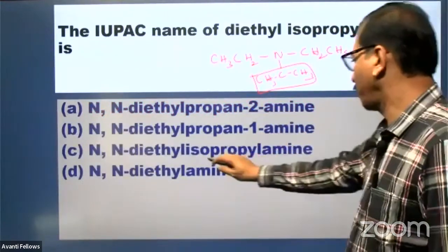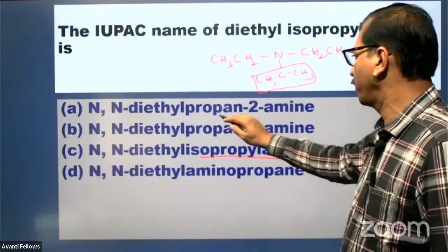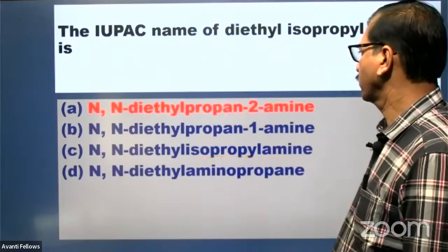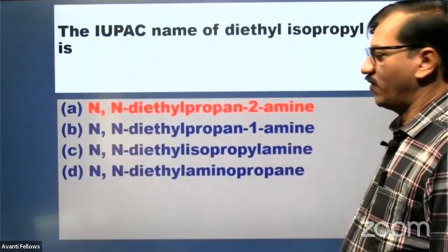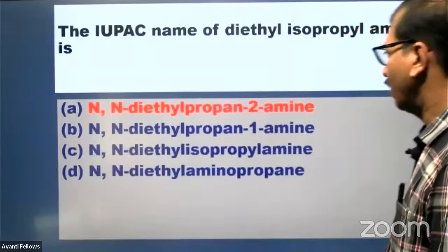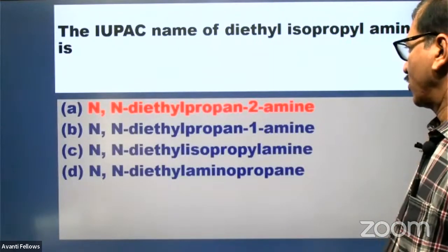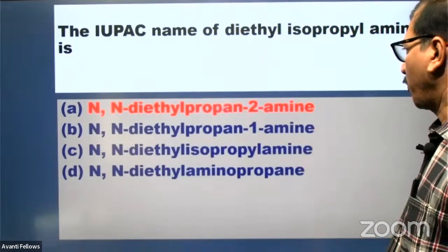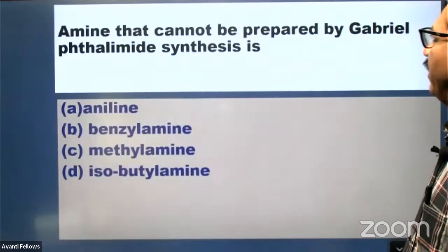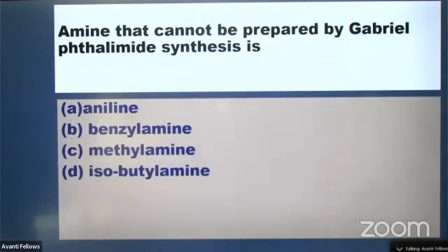Propane 2-amine. Isopropyl. If both isopropyl and propane 2-amine are present as options, then we have to take A. Isopropyl is sometimes used in IUPAC also. Of course, both can be the answers here, but propane 2-amine is more appropriate. Amine that cannot be prepared by... okay, I think it is repeated.